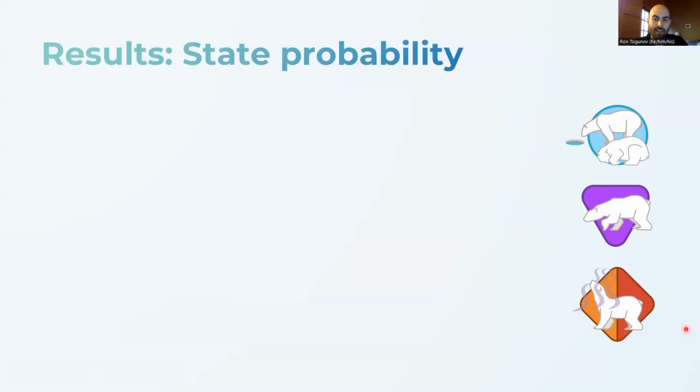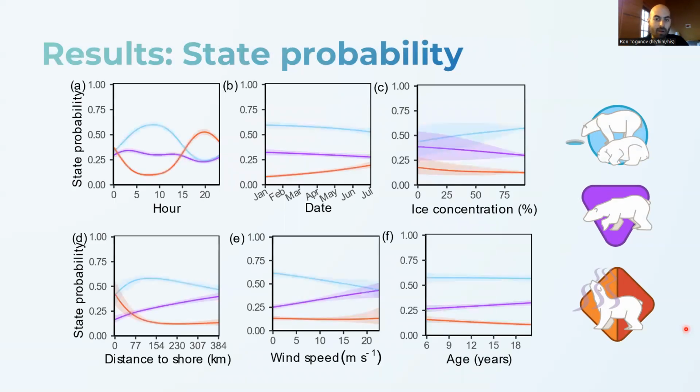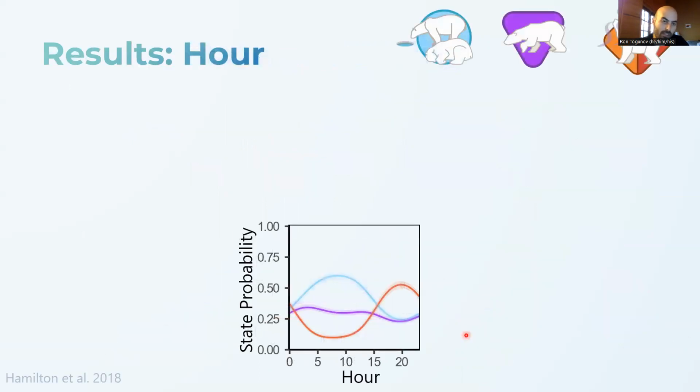So my analysis identified 6 covariates that significantly affected state probability: hour, date of the year, ice concentration, distance to shore, wind speed, and bear age. For brevity, I'll just interpret the results from hour. So this plot shows the state probability predicted based on hour of the day. The main pattern observed was that during the early hours of the day, the bears were more likely to be in a drifting state, and in the later hours of the day, they were more likely to transition into olfactory search.